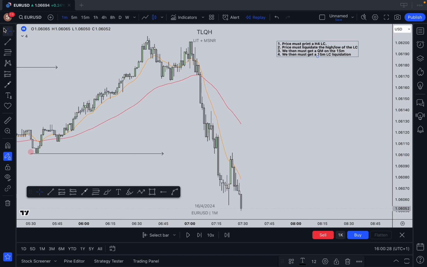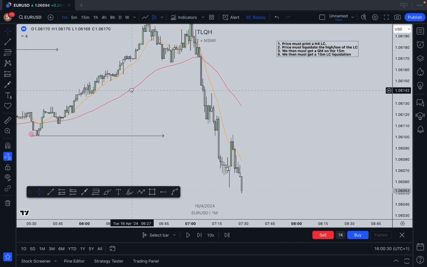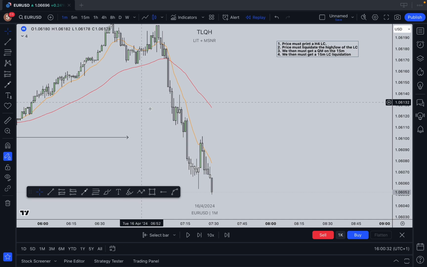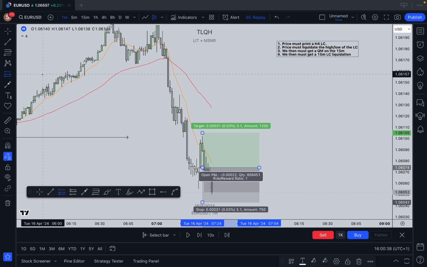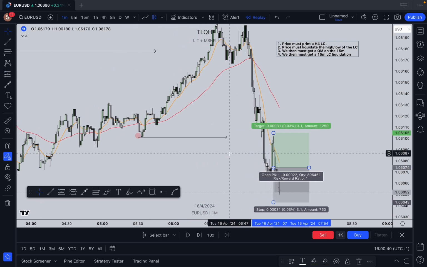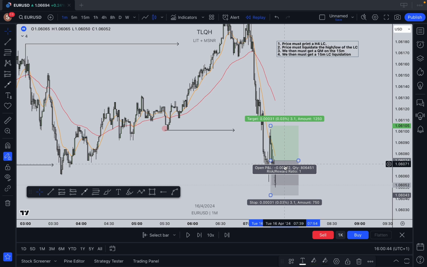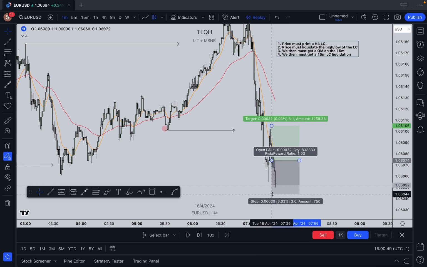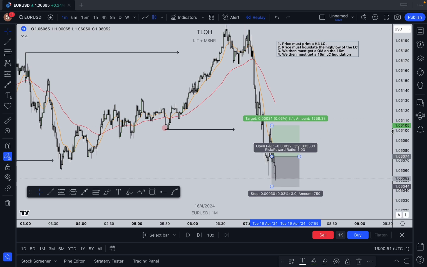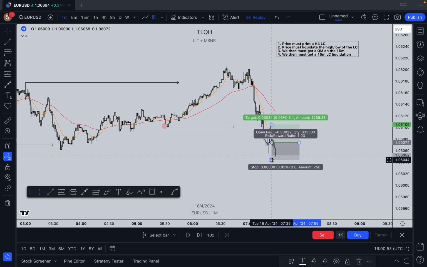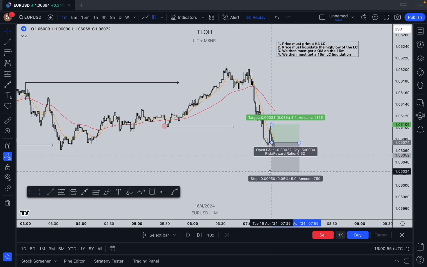From there, we're looking for a liquidity candle plus engulfing, and we would simply enter on the liquidity candle after the engulfing has been printed. A safe stop for this is a 3 pip to 5 pip stop loss.